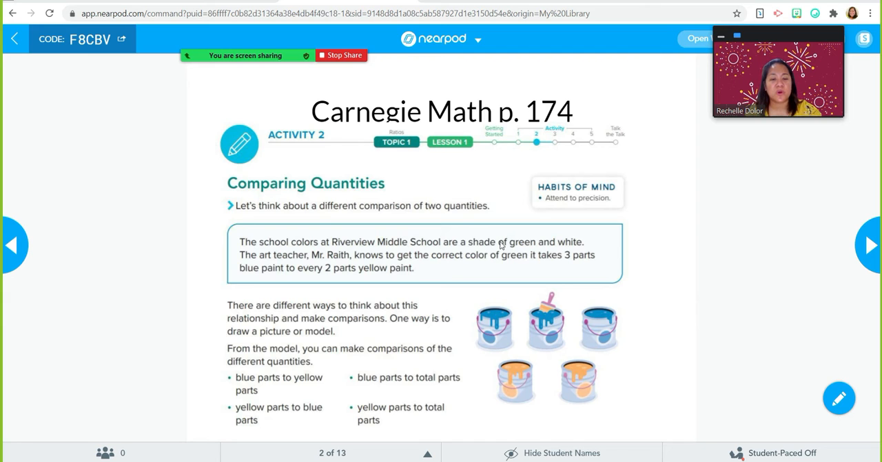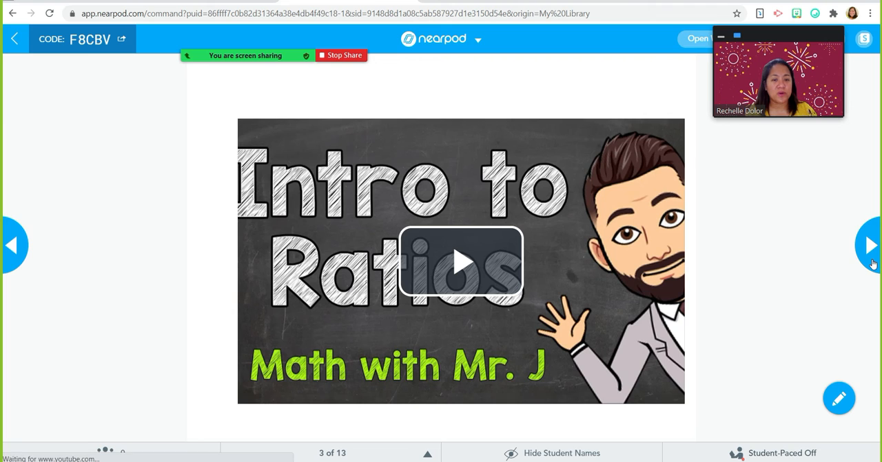As you can see on the drawing, there are 5 total paints, right? Then 2 are yellow and 3 are blue. Okay? So there are different ways to think about this relationship and make comparisons. One way is to draw a picture or model. So from a model, you can make comparisons of the different quantities: blue parts to yellow parts, blue parts to total number of paints, which is 5, and yellow parts to total parts. Okay, let's move on. Okay, you're going to watch this video all about ratio.